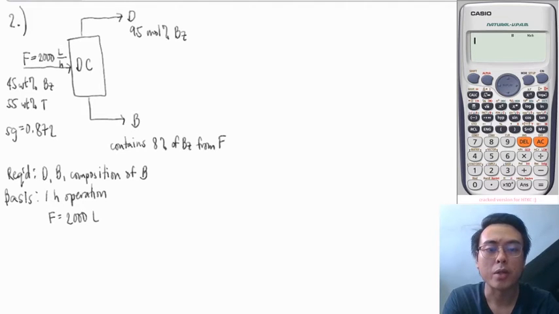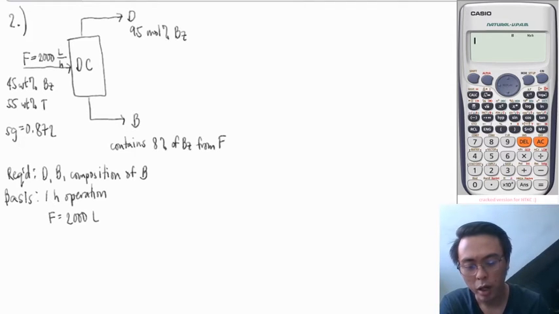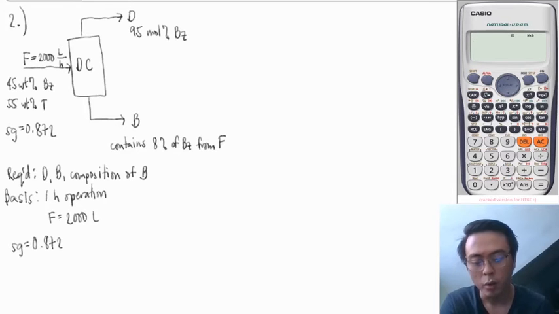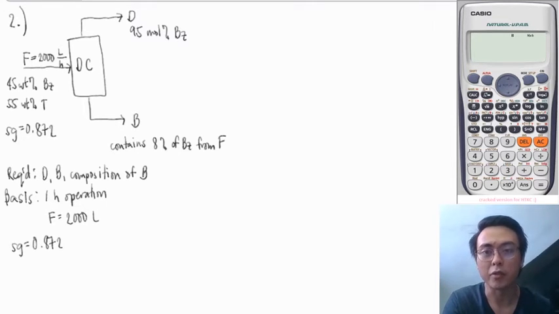The problem is your feed composition is given in percent by mass. So we have to convert our feed to mass in order for us to apply the composition. Lucky for us, we are given the specific gravity of the mixture. What does a specific gravity of 0.872 mean? We can get a value of the density of the feed here, and if you already have the value of the density of the feed, you can convert from volume to mass.